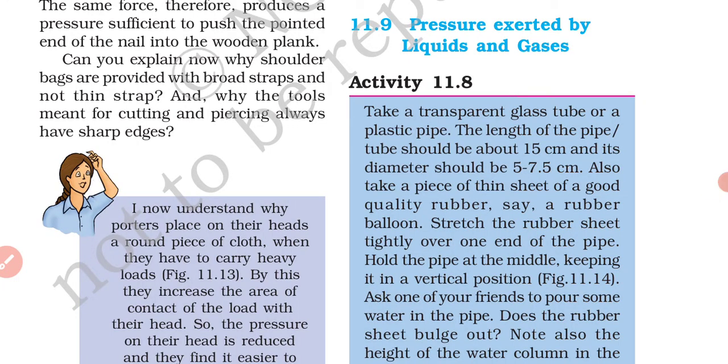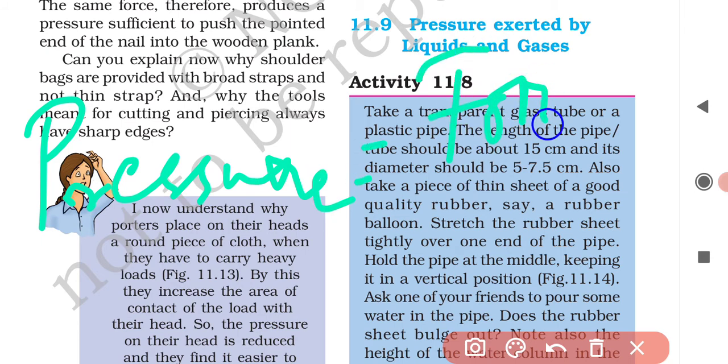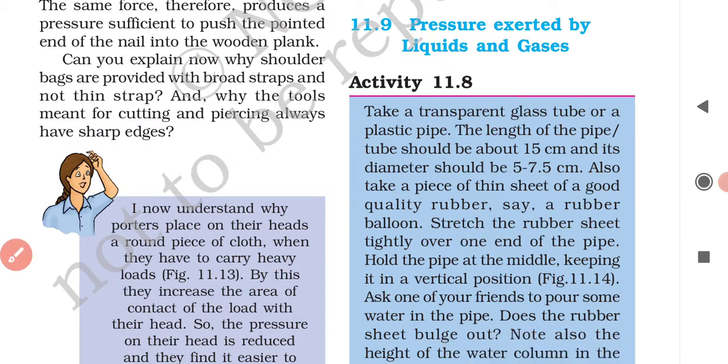So the next topic from the chapter Force and Pressure is pressure exerted by liquids and gases. In the last video we discussed pressure, right? What is pressure? Pressure is equal to force by area. The force acting on an object of a particular area, or a unit area, is called pressure. Liquids and gases also exert pressure.